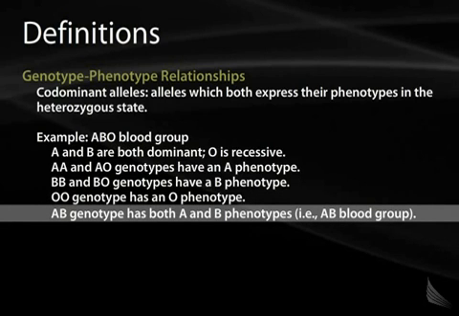Now, if somebody has an AB genotype, or they're heterozygous for A and B, they will express both A and B equally. And these are the people that have AB type blood. They're both expressed, one doesn't dominate over the other, and we call this codominance.